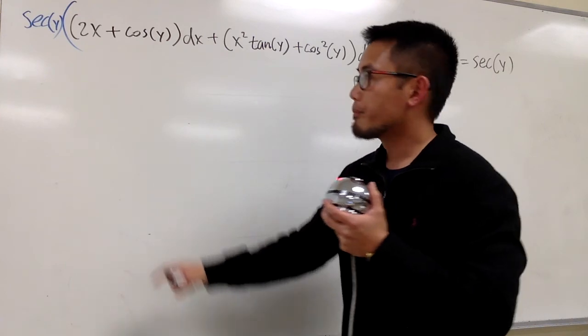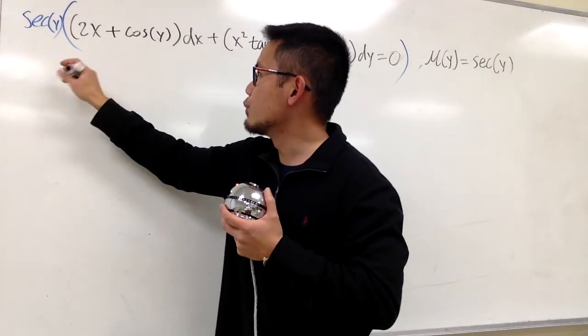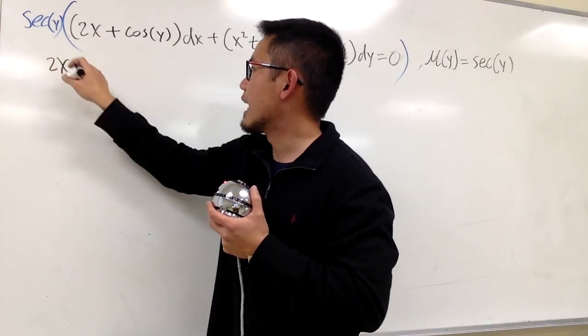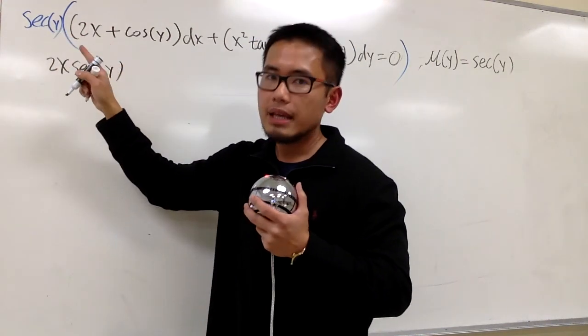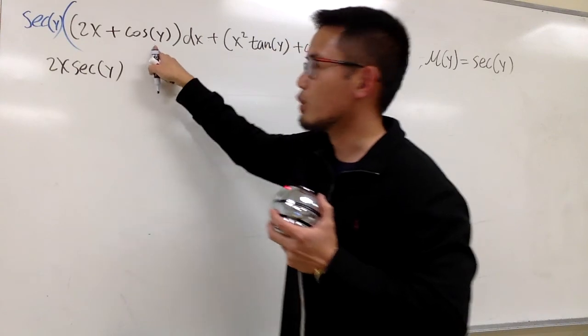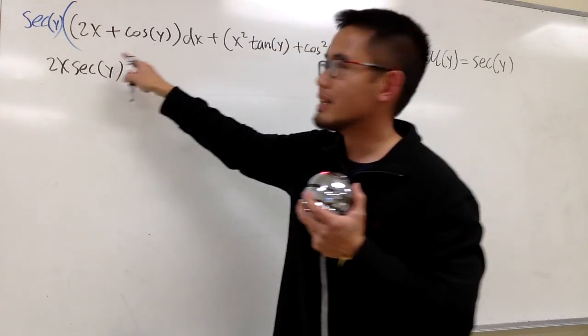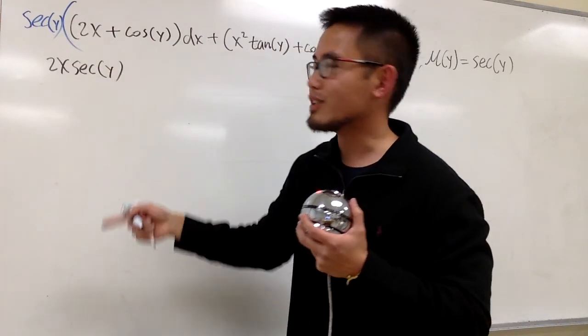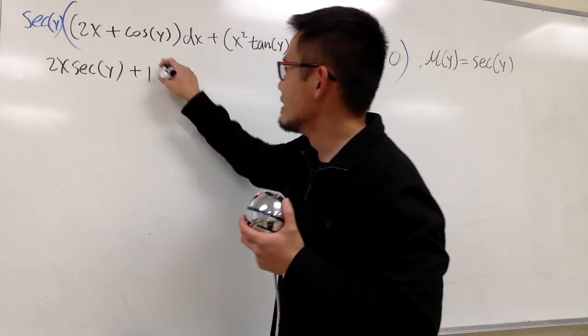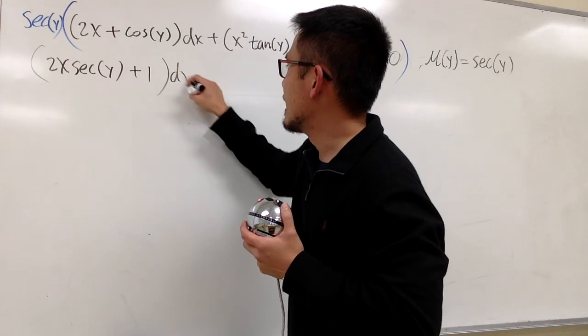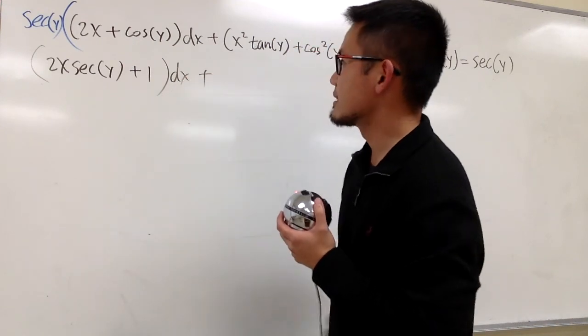All right, here we go. We do this times that. So first we will have 2x times secant of y, right? 2x times that. And next we do secant y times cosine y. But what's secant? Secant is the same as 1 over cosine. So this times that is just 1. That's what we have. This is with dx, and then we add next.